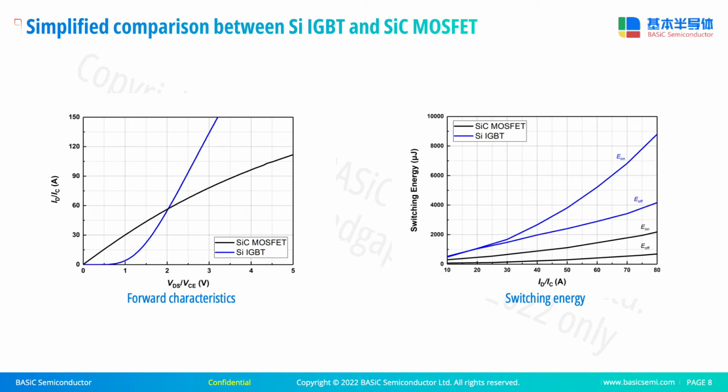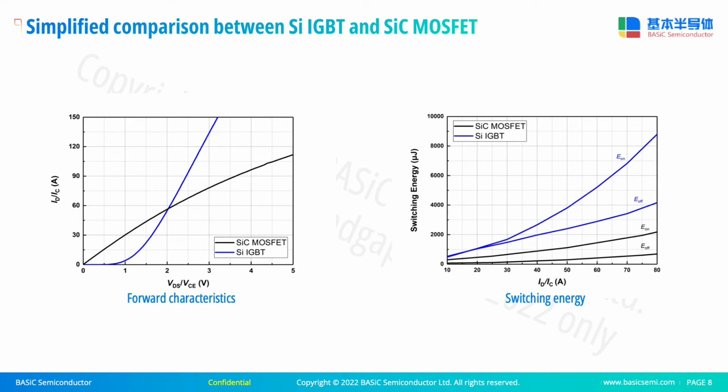Here is a comparison of the conduction characteristics and the switching energy between silicon IGBT and the silicon carbide MOSFET of similar specs. Referring to the figure on the right for switching, clearly silicon carbide MOSFET possesses advantages regarding the switching energy. Therefore, assigning the silicon carbide MOSFET to the switching task is an obvious choice.